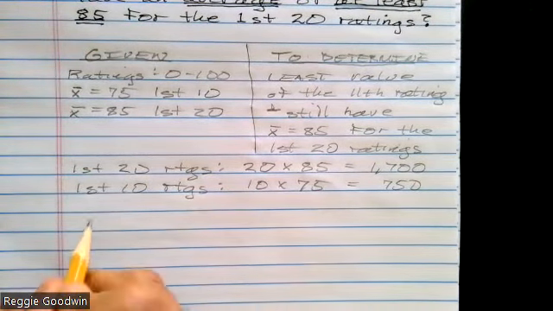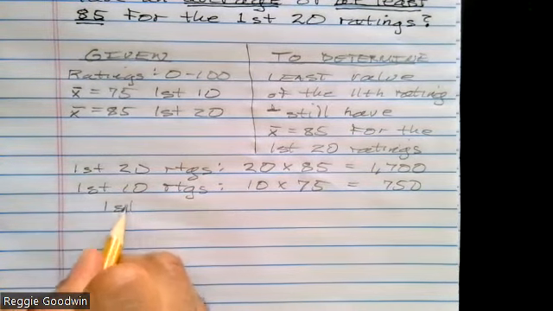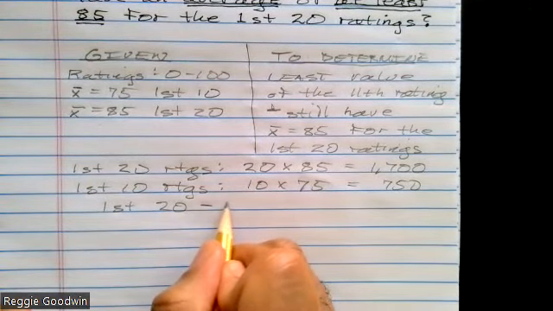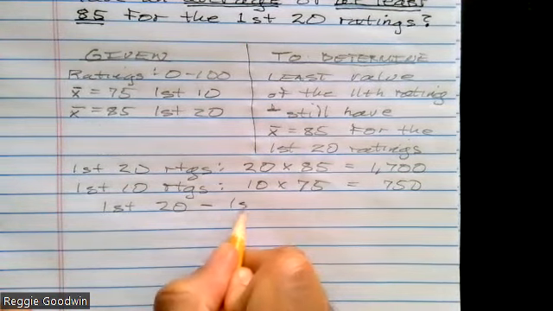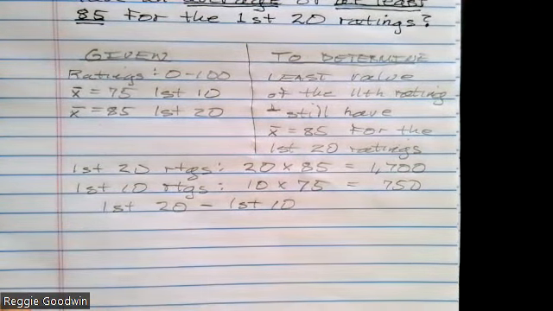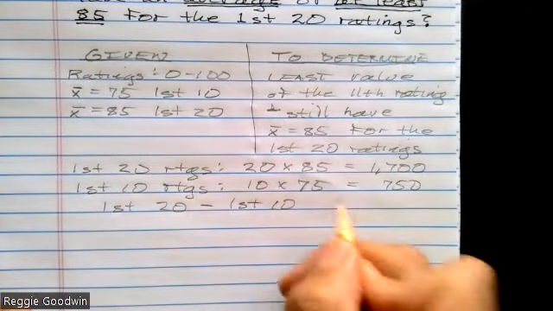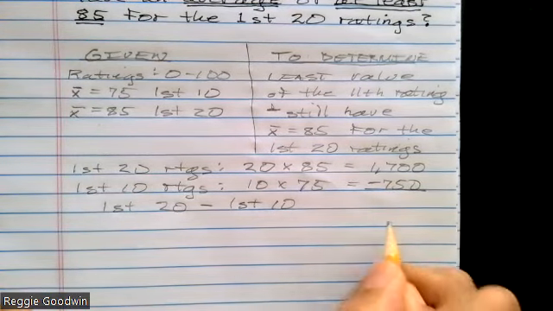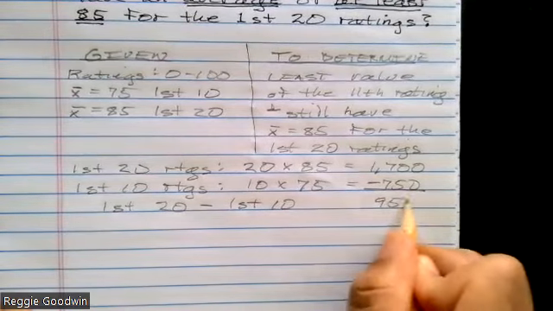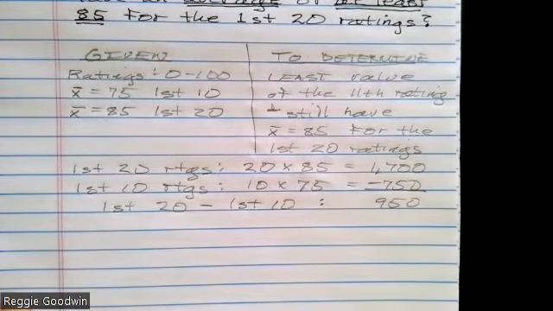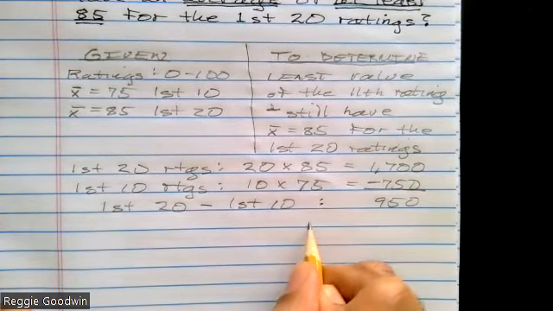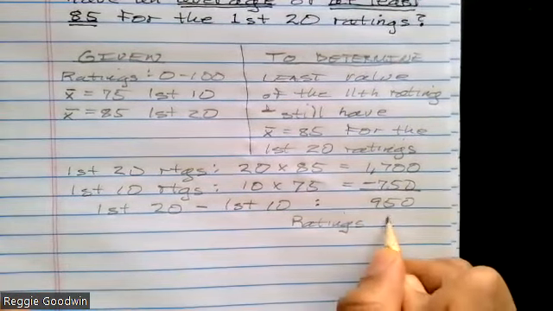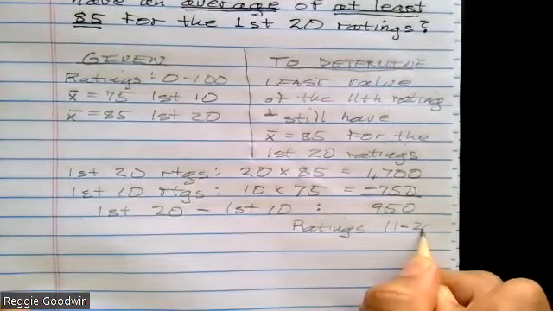So if you take the first 20, and now you're going to subtract from it the first 10. So that is going to give you 950. And what does 950 represent? Well, it represents ratings 11 through 20.